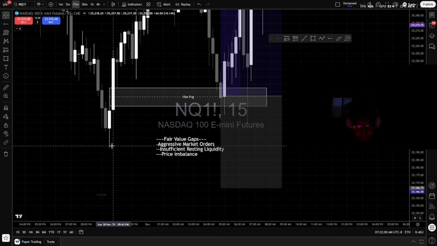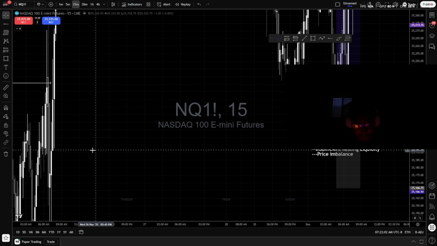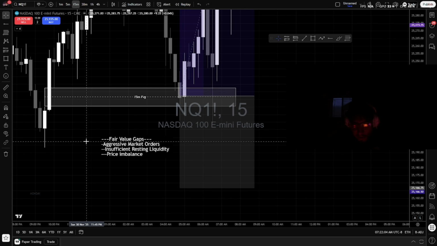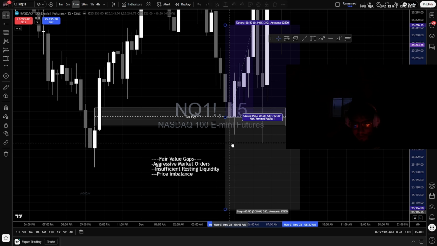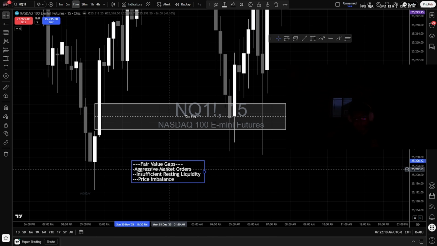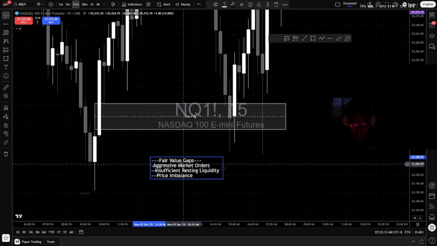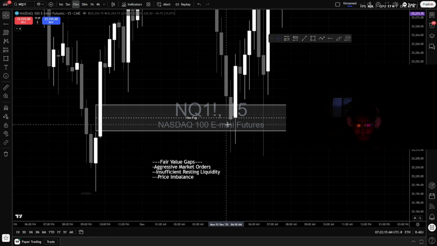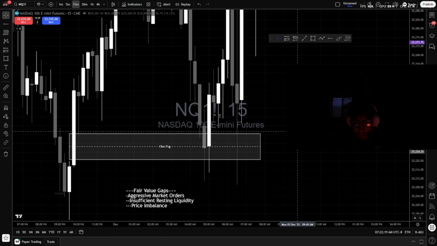Even though there was low resting liquidity right here, you see this liquidity, most of it already got swept previously, so there's not that much resting liquidity right there, and price genuinely comes and respects the fair value gap. Now, when a fair value gap is respected, that's where market makers think, okay, this is fair value, we're going to respect this, and we're usually going to hold towards the upside.